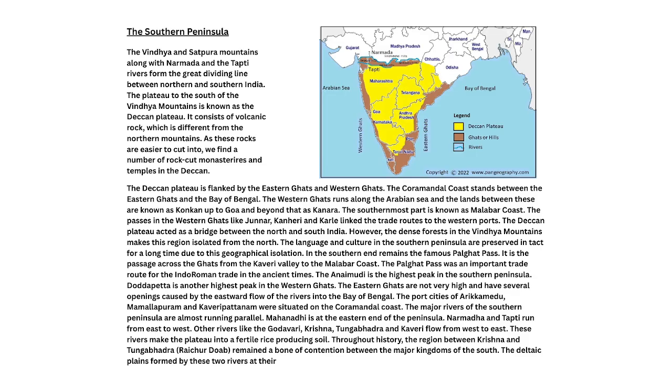Throughout history, the region between Krishna and Tungabhadra, known as the Raichur Doab, remained a bone of contention between the major kingdoms of the south. The deltaic plains formed by these two rivers at their mouths became famous under the Satavahanas. A number of towns and ports flourished in these plains in the beginning of the Christian era.